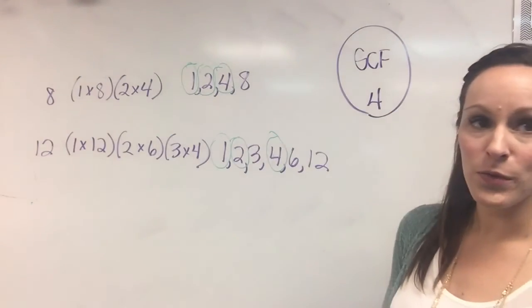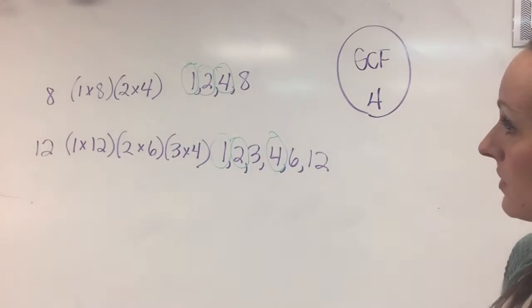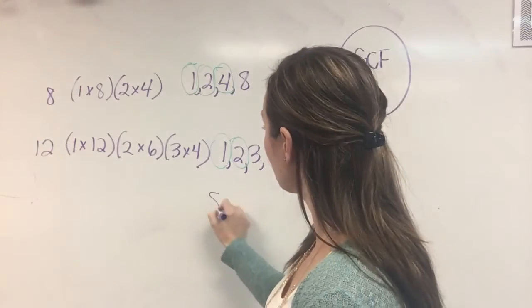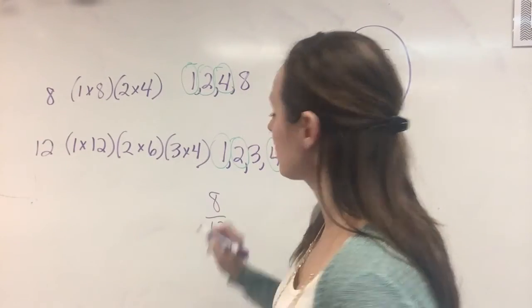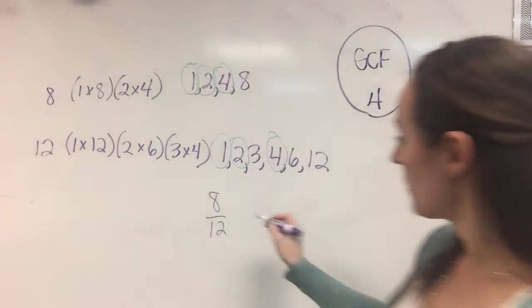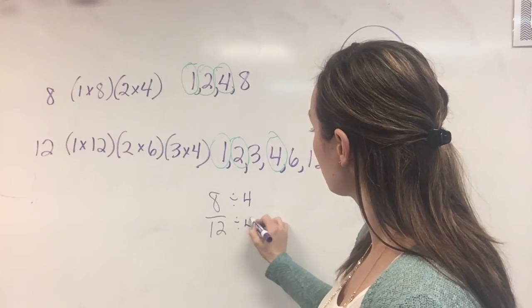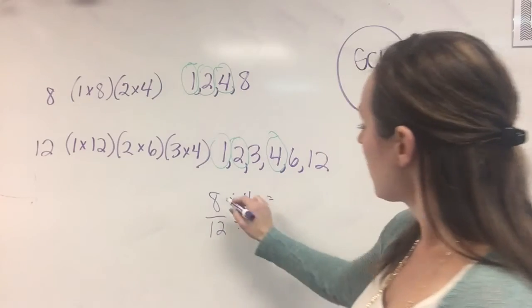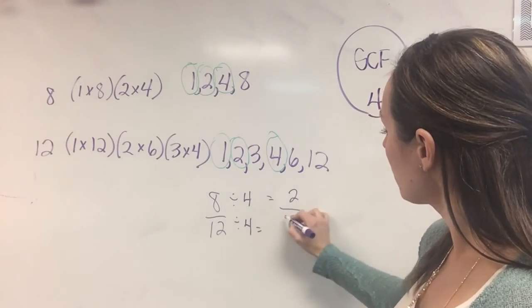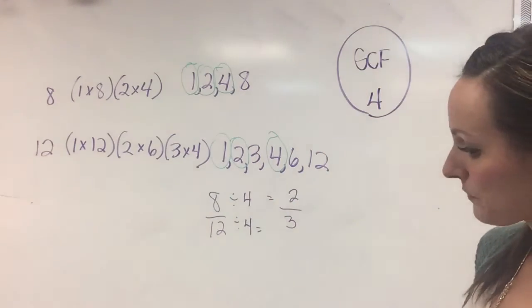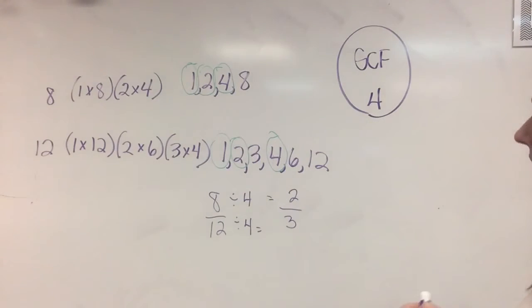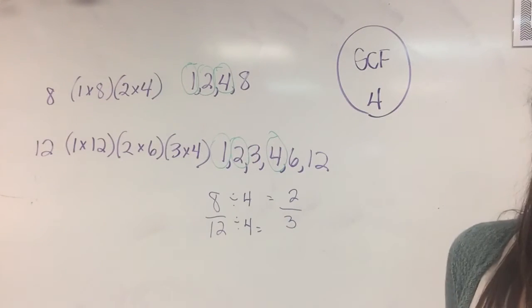Now this is helpful for when we're wanting to reduce fractions. So if we had the fraction 8/12, the way to reduce that fraction would be to divide the top by 4 and the bottom by 4, and we would come up with 2/3. Okay, so that's your review of greatest common factors.